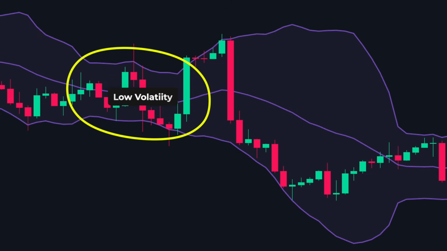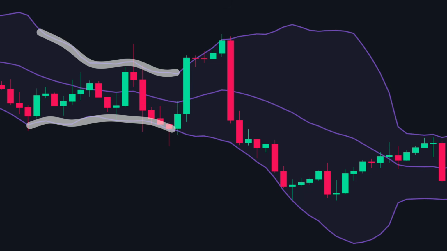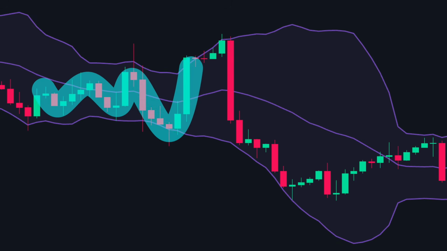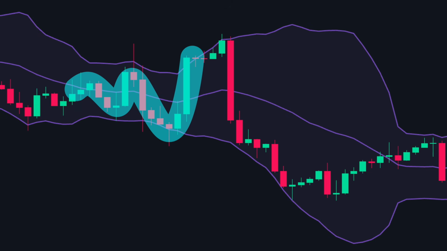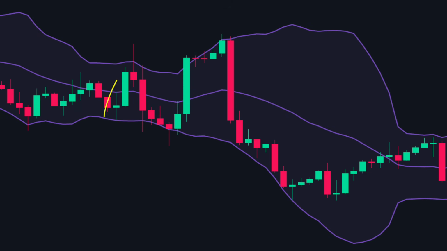During low volatility, we see that the bands become extremely narrow, and the price moves sideways inside them. The price keeps on bouncing from the upper band to the lower band. As you can see, the price stays within the bands most of the time. When the price closes above the upper band, it immediately reverses downwards. Similarly, when the price closes below the lower band, it immediately reverses upwards.